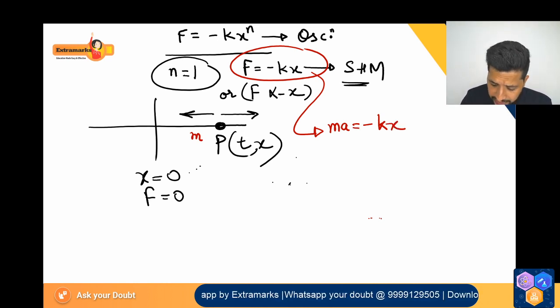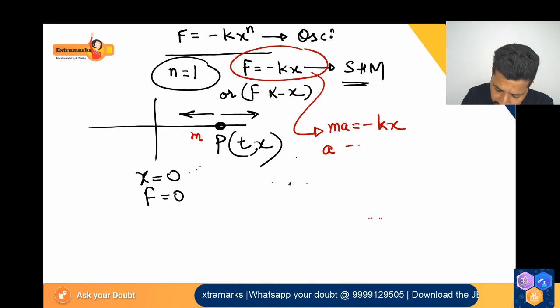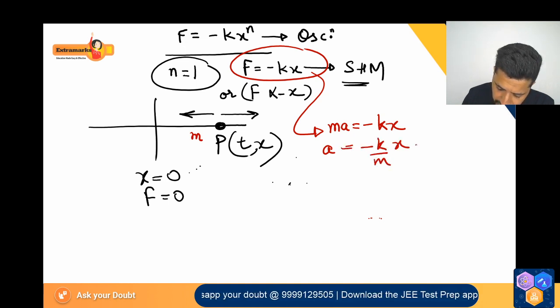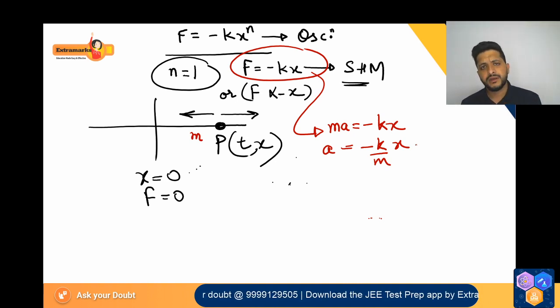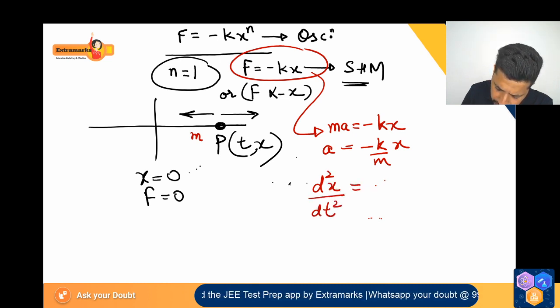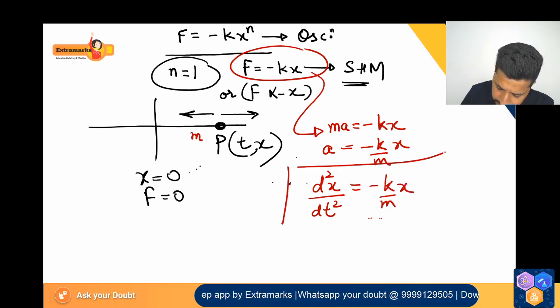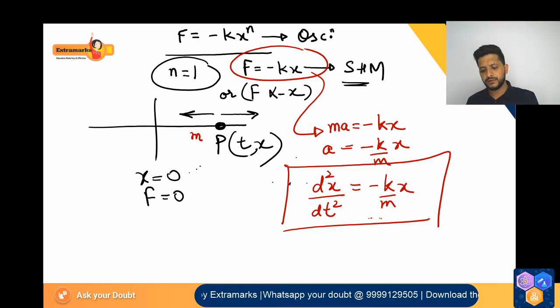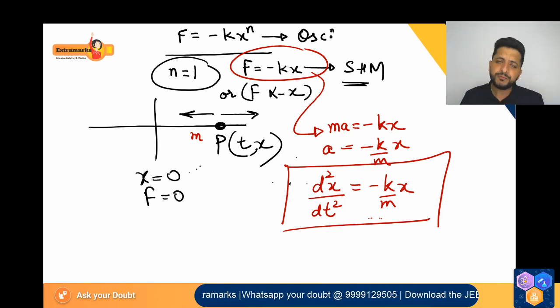Correct? Or I can write the acceleration of the particle is equal to minus k by m into x. And we know what acceleration is. Acceleration is the double differentiation of displacement or position. So d2x by dt square will be equal to minus k by m into x. The most important equation in SHM.